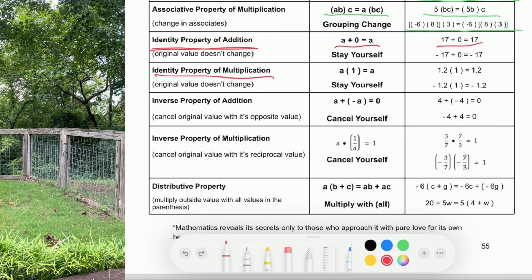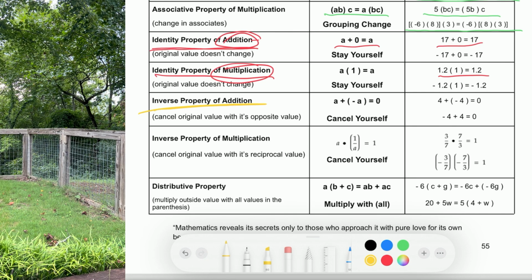Now let's look at the example. We have 1.2 times 1, and that stayed 1.2. We have -1.2 times 1, and that stayed -1.2. So just remember, the difference in the two identity properties is when you're using the identity property of addition, you're going to add 0. When you're using the identity property of multiplication, you're going to multiply by 1 to keep those terms the same.